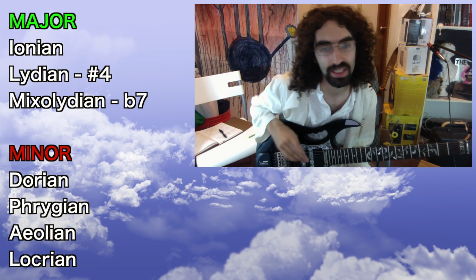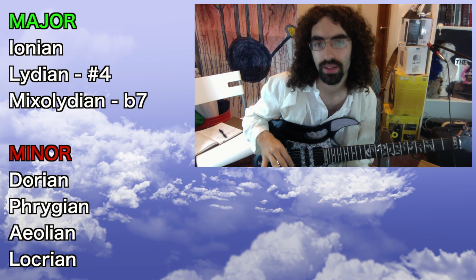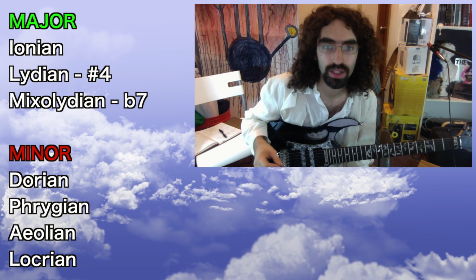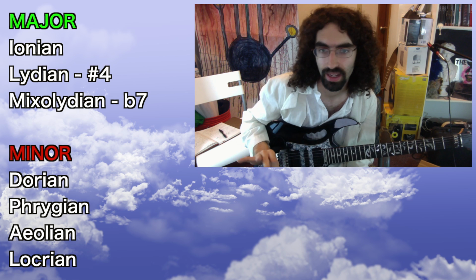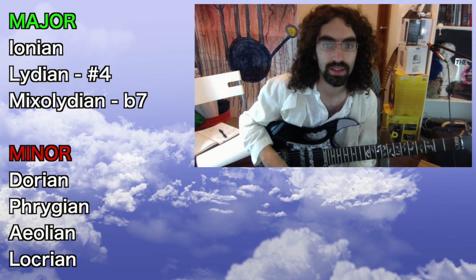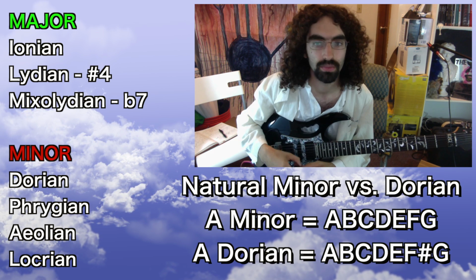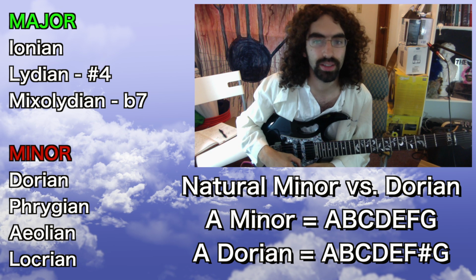So to keep things simple, let's work with A minor as our natural minor so we can avoid sharps and flats, and you'll really be able to clearly see the distinct notes in each mode. So let's start by comparing A minor to A Dorian.